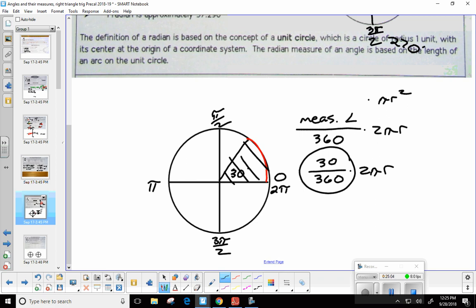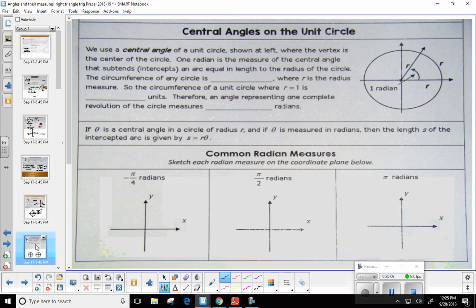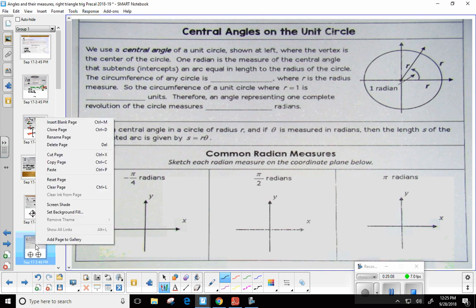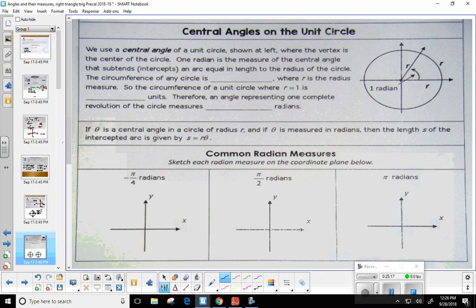Okay, so that's a good question. In fact, some people out there might be thinking, well, why is one full revolution 2 pi? Where do we get that? I'm really glad you asked that question. We use a central angle of a unit circle, shown at right, not left, where the vertex is the center of the circle.